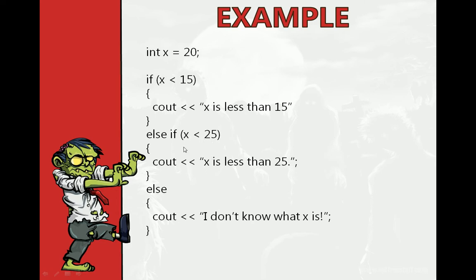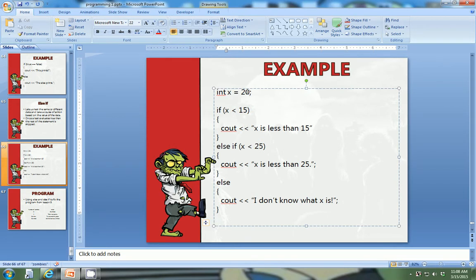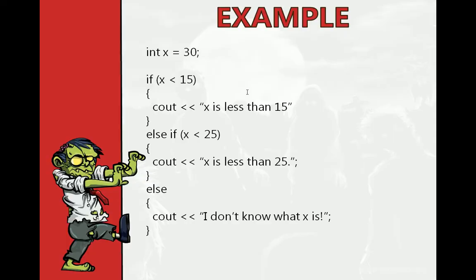Now, if I go out of my PowerPoint here and I put in 30, there we go. Now x is equal to 30. If x is less than 15, which it's not, that evaluates as false. Else if x is less than 25, which it's not, that evaluates as false. So it executes the else block and it says cout, I don't know what x is.